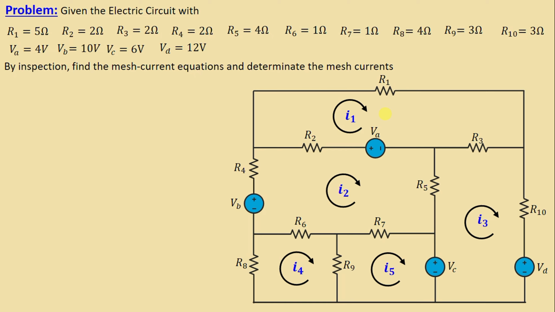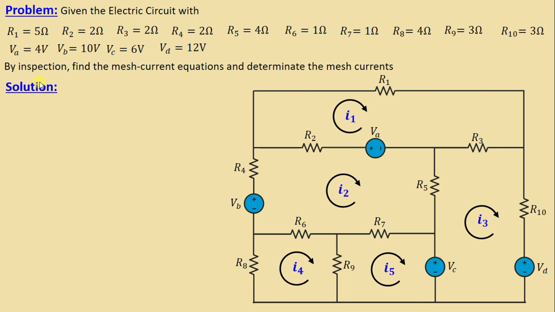Given the electric circuit consisting of 10 resistors labeled R1 through R10, as well as 4 independent voltage sources VA, VB, VC and VD. The question now, by inspection, find the mesh current equations and determine the mesh currents. Let's move on to the solution.